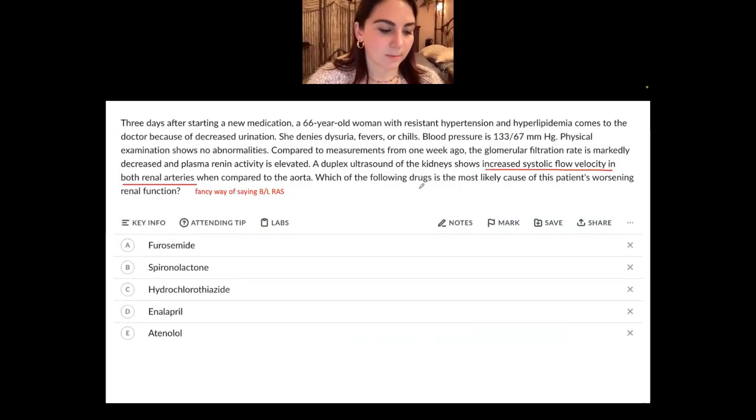All right. So I gave you guys a little hint here because they're not going to say it like this. AMBOSS is very second year, and I always try to make it more first year if I can. So, like I said, this is a fancy way of saying this patient has bilateral renal artery stenosis.